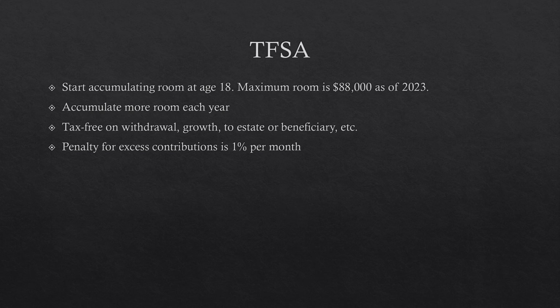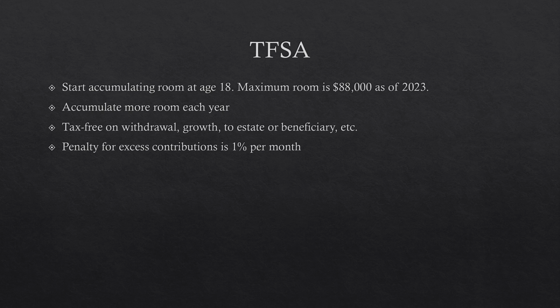And you do accumulate a little bit more room each year, but it is a tax shelter, so there is a limit on it. In 2024, you'll get another $7,000 of contribution room, so the maximum room would be $95,000 for someone who was 18 at least at 2009. And as I mentioned, you do accumulate more room each year. Tax-free on withdrawal, growth, and estate if you were to pass away.